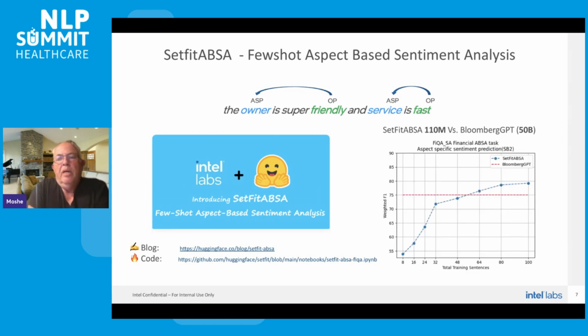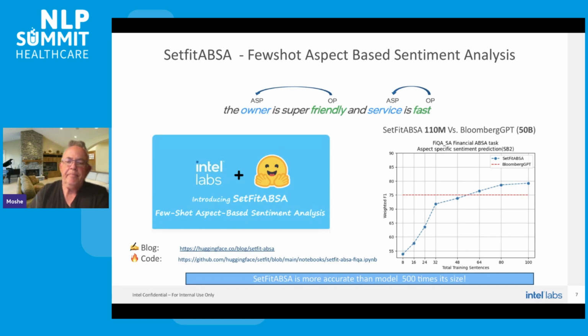On the right side, we see a benchmark on the FiQA dataset compared to Bloomberg GPT, a 50 billion model. You can see that after using only 50 samples, SetFit ABSA outperforms a very large model like Bloomberg GPT, and remember that Bloomberg GPT was trained on financial data. SetFit ABSA was not trained on financial data, only fine-tuned on 50 samples. So it's really great that we can get much more accurate performance with a model size that is even 5 times smaller. And of course, labeling 50 samples is not a huge effort.